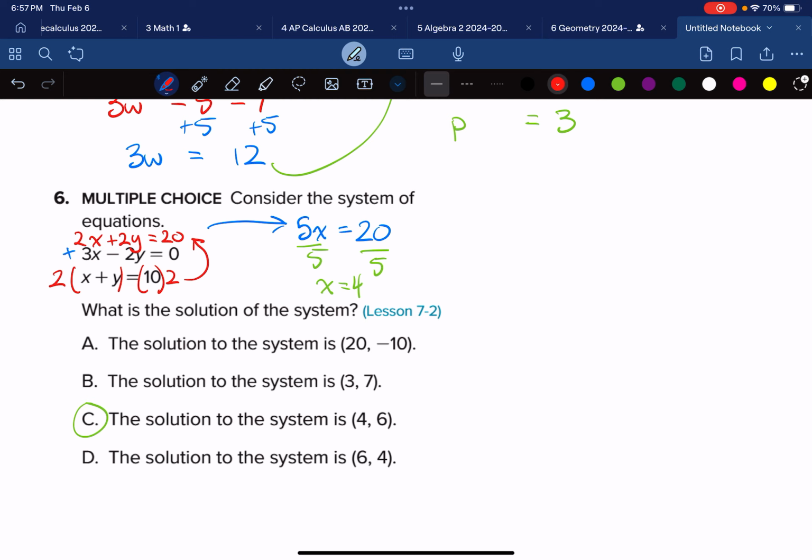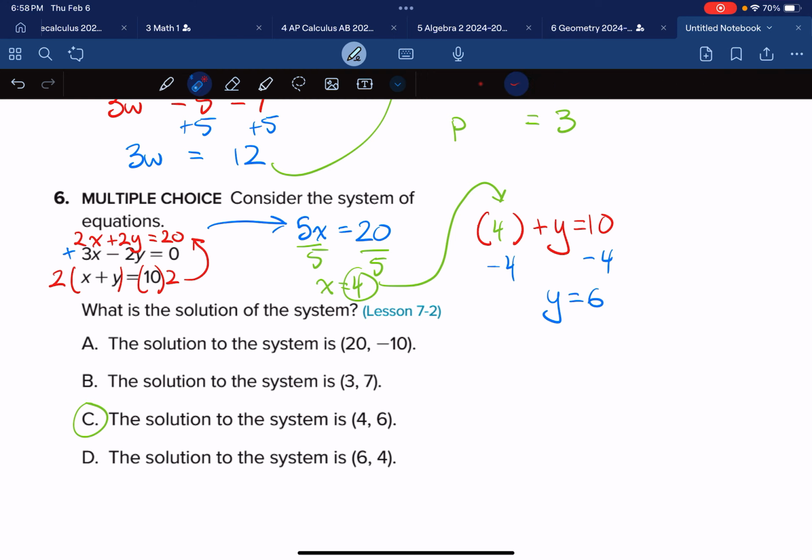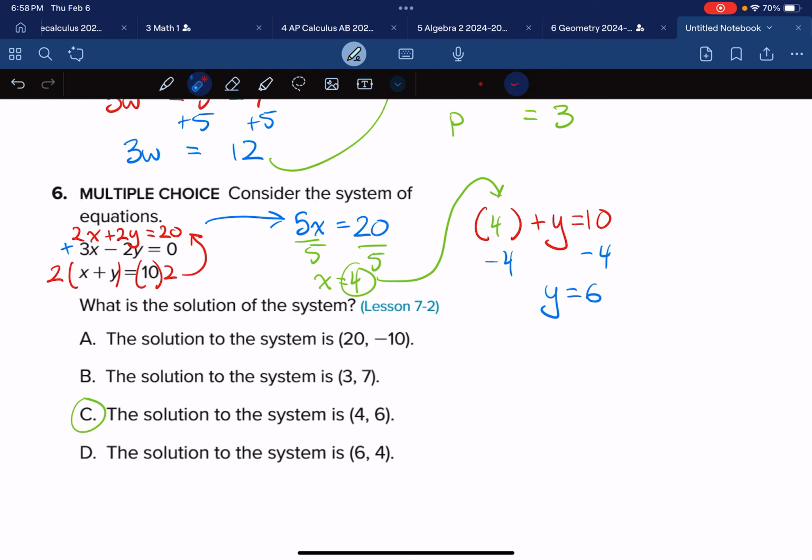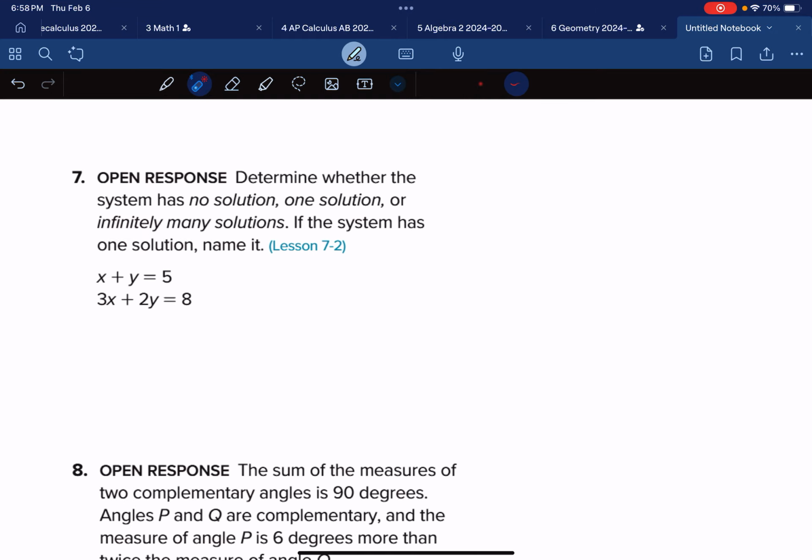I'm going to plug into the x plus y here. Let me leave a spot for x. x plus y is equal to 10. I'm using this equation right here before I multiplied by 2 on both sides, and I'm going to plug 4 in right here. So this 4 is going to be plugged in right here, and then I'm going to subtract 4, and y is equal to 6, which is indeed this y-coordinate here. All right, moving on to number 7.